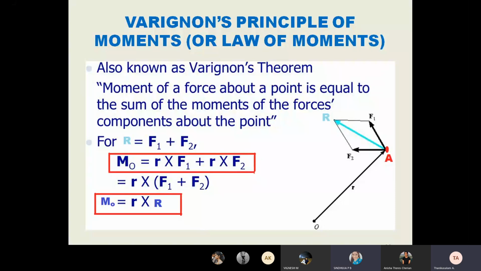For your understanding, I am taking at point A two forces acting. The distance of point A from O is small r. The particle A is subject to two forces, F1 and F2. Now I replace F1 and F2 with a single force, the resultant force. What does the theorem state? The resultant force moment equals the summation of the individual force moments. The resultant force moment is r into R, equal to r into F1 plus r into F2.